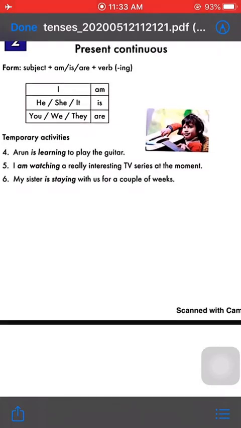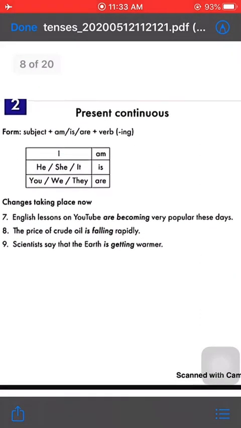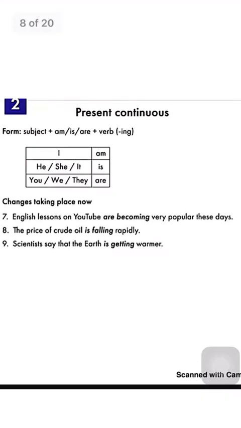Clear? The next use is the third use, that describes changes that are taking place or happening now. For example, English lessons on YouTube are becoming popular these days. It means that the popularity of the English lessons on YouTube is increasing. Okay?